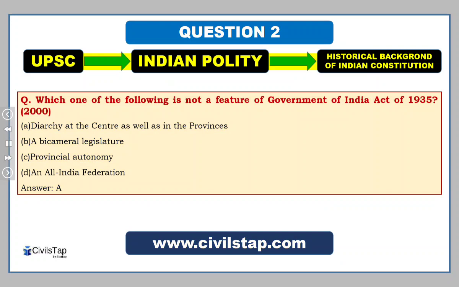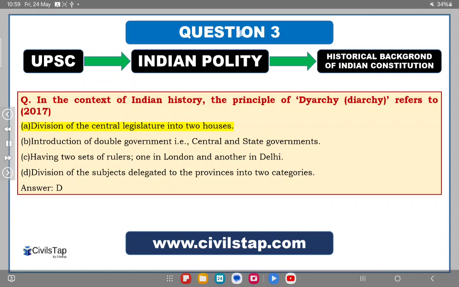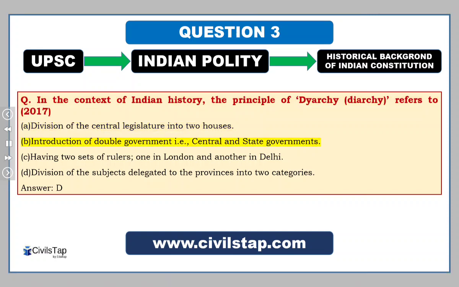UPSC Indian Polity, Historical Background of Indian Constitution. Q. In the context of Indian history, the principle of diarchy refers to: A. Division of the central legislature into 2 houses. B. Introduction of double government, i.e., central and state governments. C. Having 2 sets of rulers, one in London and another in Delhi. D. Division of the subjects delegated to the provinces into 2 categories. Answer: D.